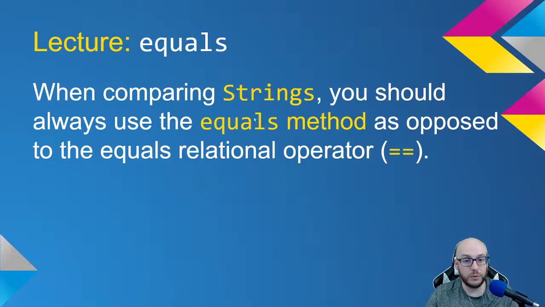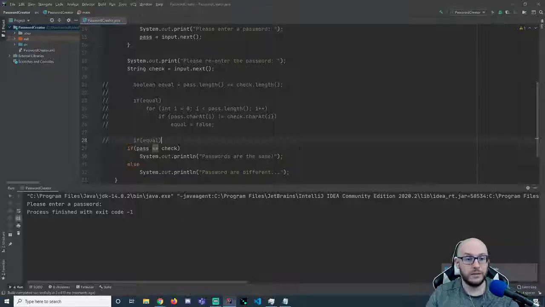Always use the equals method when comparing strings. Really, any type of objects. I don't think we'll get into any other objects, really. But use the equals method, not the equals relational operator. These relational operators, use them with primitive data types. Your integers, your doubles, your booleans, your chars, right? We actually compared chars using the equals relational operator. But when it comes to objects, use the equals method.